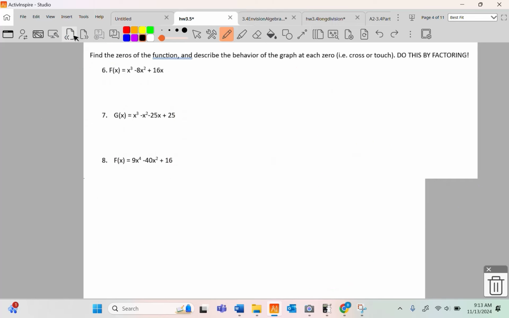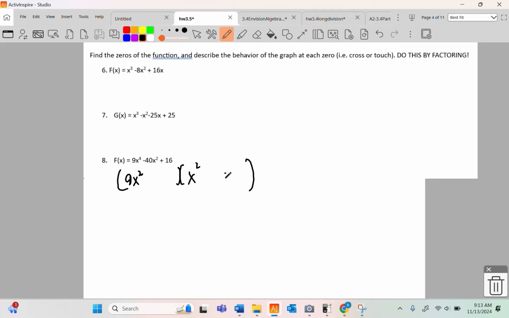All right, find the zeros of the function, describe the behavior of the graph at each zero, i.e. is it a crossing or touch? You do this by factoring. That's factoring by grouping, that's pulling x. They're all about the same level of difficulty. They really are. I'm just going to do this one here. I'm going to guess, based on me being the problem creator here, that I used a 9x squared and an x squared. Actually, I didn't make this one. This is Envision algebra stuff.